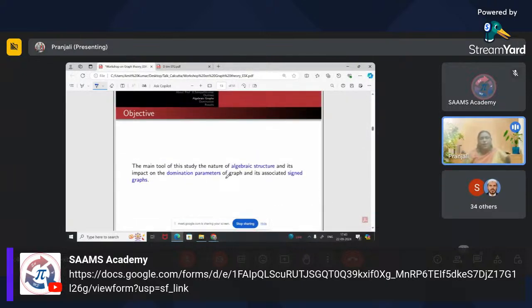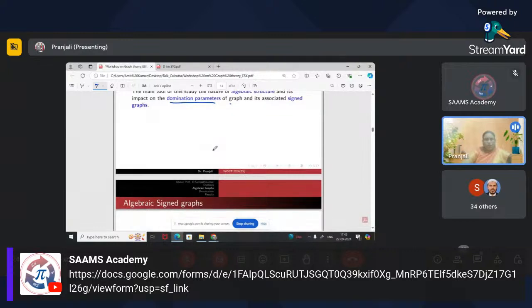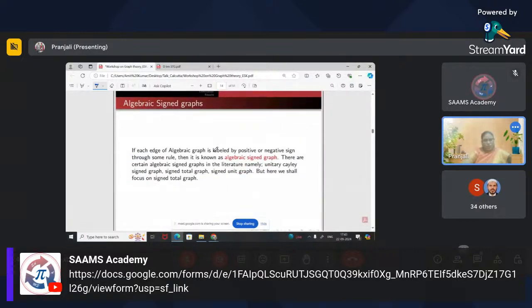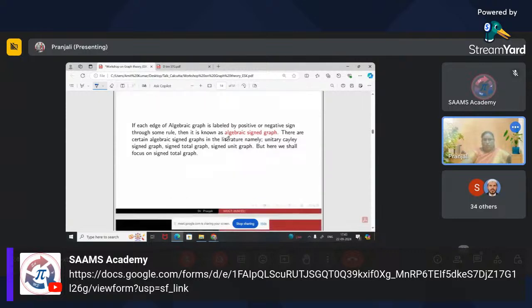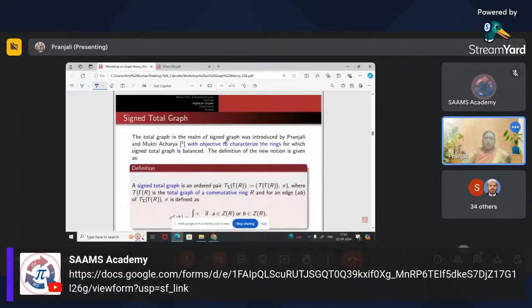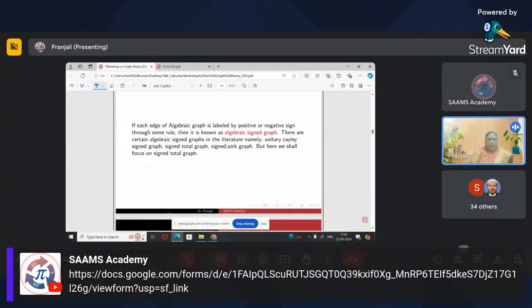Now I just come back to my objective. Of course, by taking an algebraic structure, and here particularly I am taking a commutative ring with unity and domination on the graph as well as the associated signed graph. So how will we go? Yes, signed total graph. So I will just take a few minutes to define the total graph, because the total graph was not covered earlier here. So the total graph is a graph.